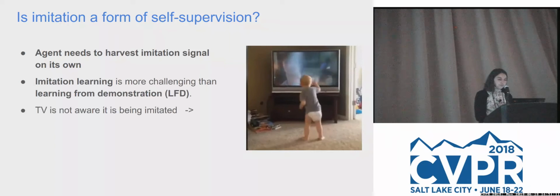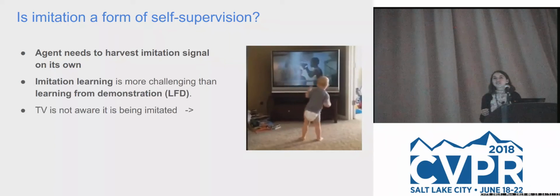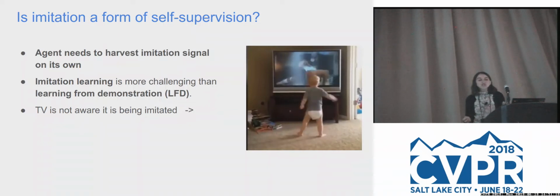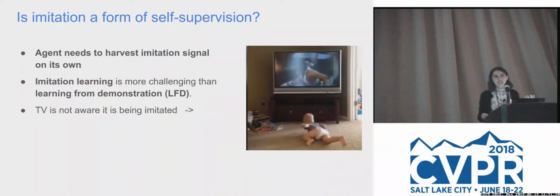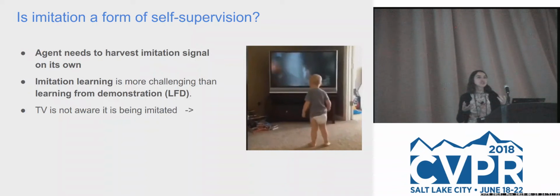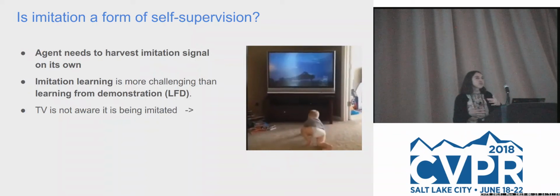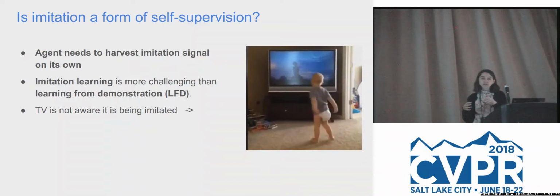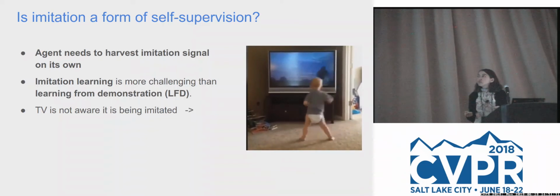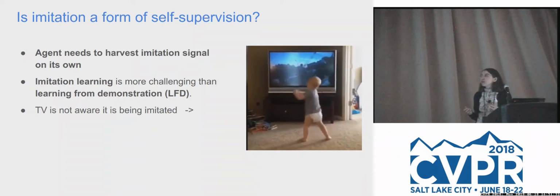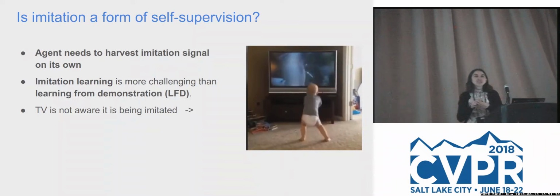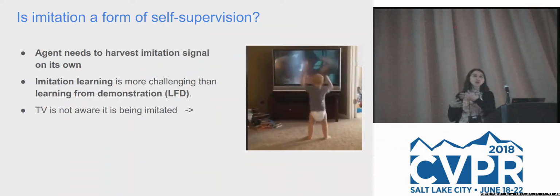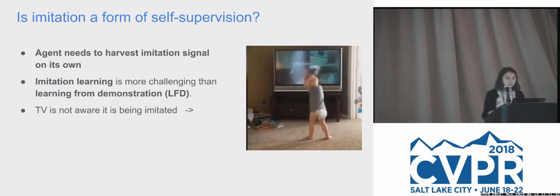And so here, notice that the TV, so here the baby is imitating very well, right? The TV is not aware of it being imitated. So it's a passive signal. You can use a lot of things like videos, images, and so on for learning. And we believe that a lot of these, although it may not make sense, you would actually learn a lot from just doing those kind of things.